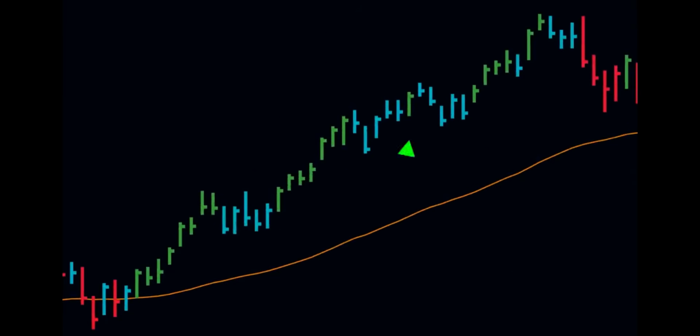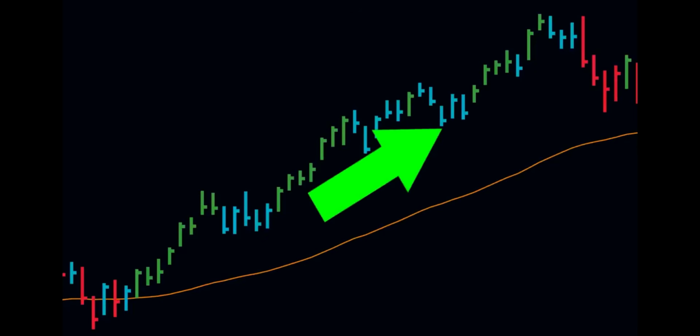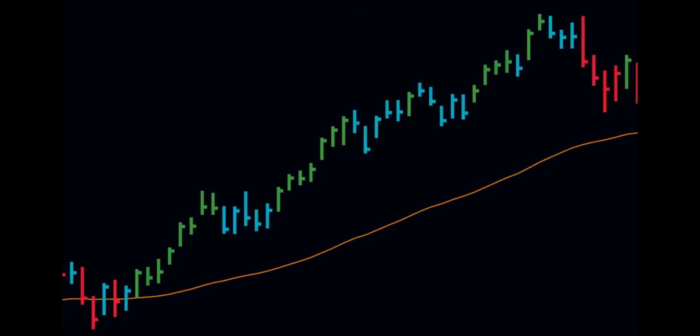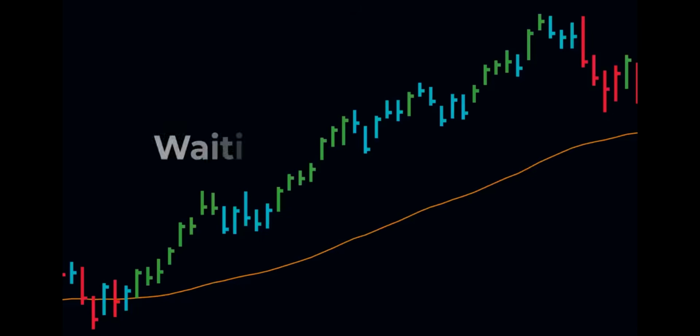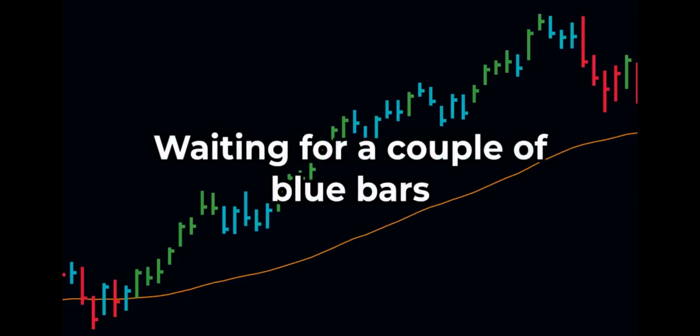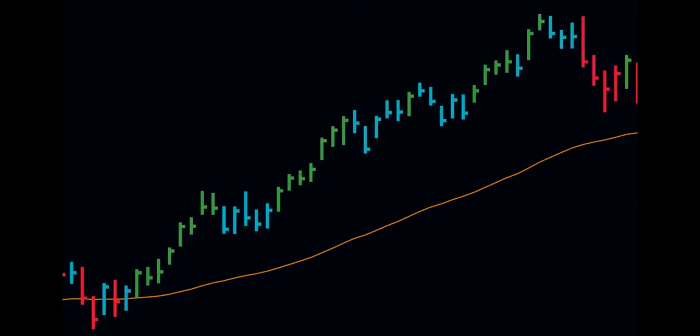On this chart, we can see that the price is moving upwards. But to avoid any confusion, I have plotted a 50-period EMA to confirm the trend. As we can see, the price is trading above the 50 EMA and the EMA is sloped upwards. So we confirm this as an uptrend. In an uptrend, we are looking for buying opportunities only. For a buying opportunity, we will look for the formation of a couple of blue bars. By blue bars, I mean the neutral bars.